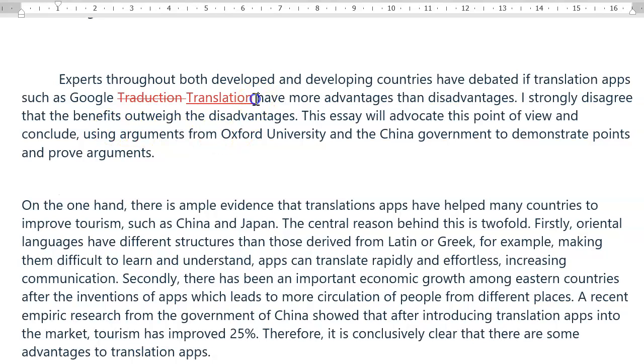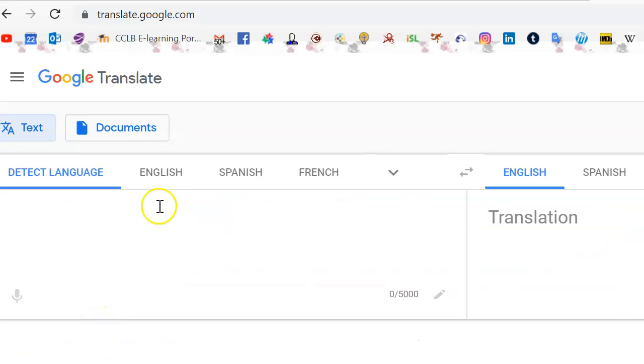Oh no, it's not translation. It's Google Translate, for God's sake. Yeah, Google Translate. So I thought I could show you. You see, this is an example of the way it looks. So in English, it's called Google Translate. No translation, no translator, not anything else.